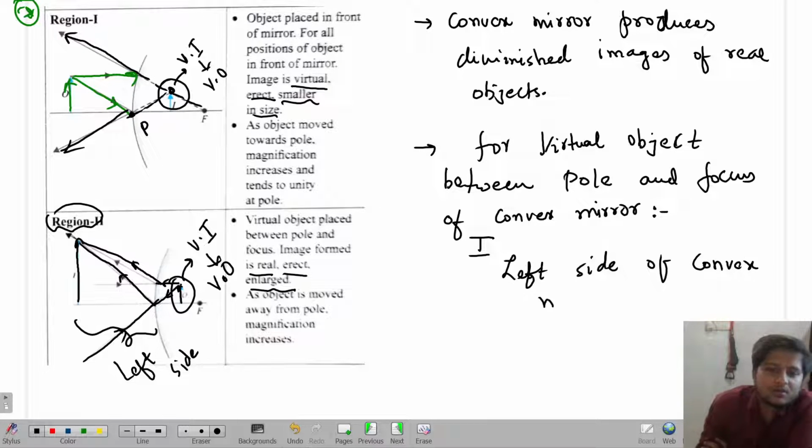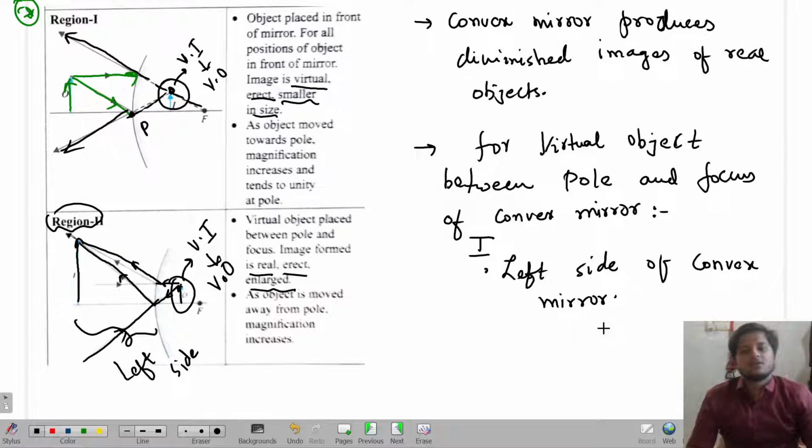Tell me. Gagan, are you able to understand or not? Hello? Hello? Sir, are you able to understand this or not? Sir, doubt, sir. Tell me.